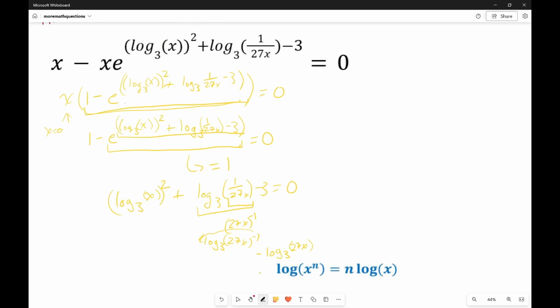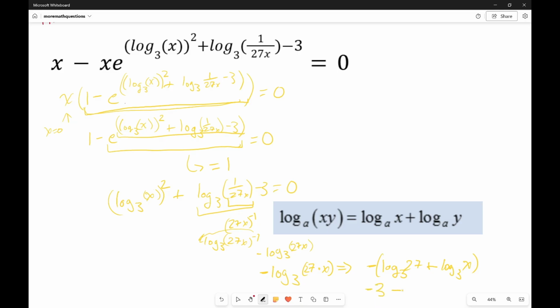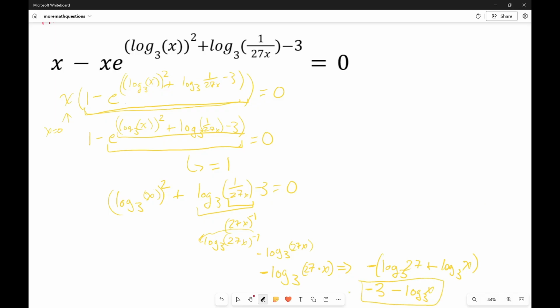We can rewrite and expand this to say negative log base 3 of 27 times x, which could then become negative, the entire log base 3 of 27 plus log base 3 of x. And then from here, we know that the log base 3 of 27 is just equal to 3. So we can say that it is -3 minus log base 3 of x. Okay, so this is our simplified version of what we had over here. So let's put that in, shall we?